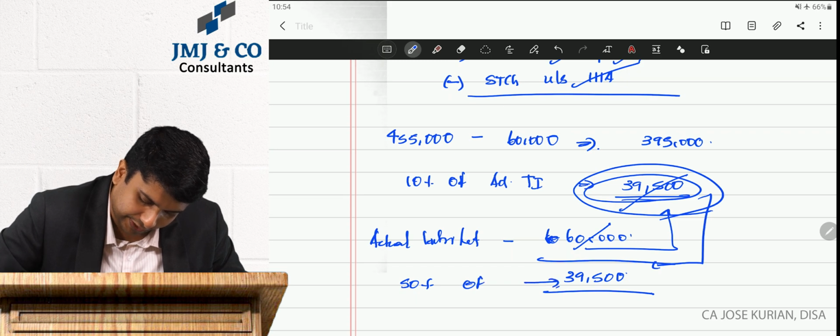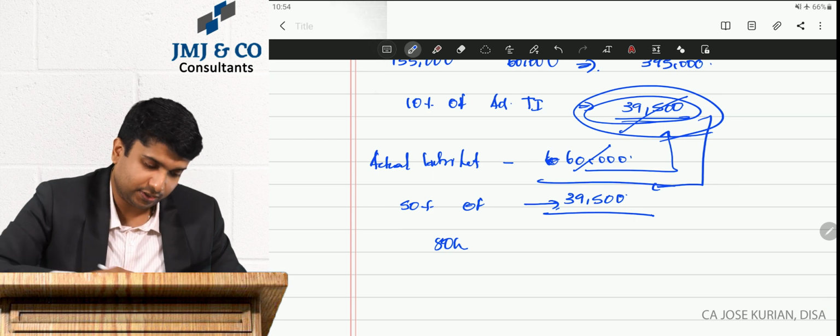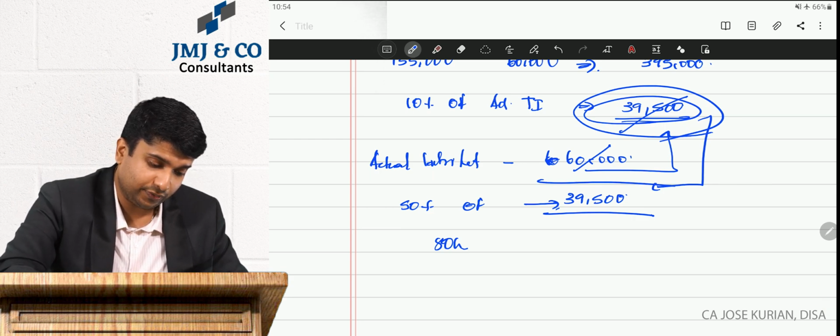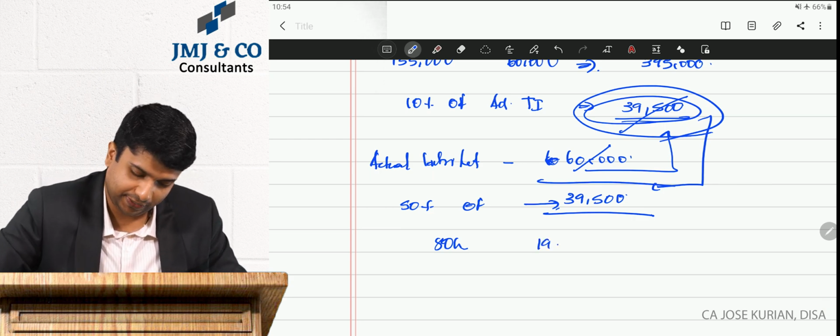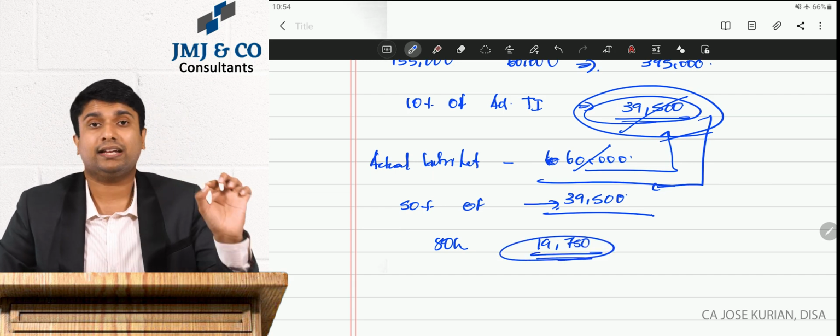50% of 39,500 is your actual deduction which can be claimed under ATG. So 39,500 into 50%, it would be 19,750. Hope you got the point. How to compute again? I'll repeat it again.